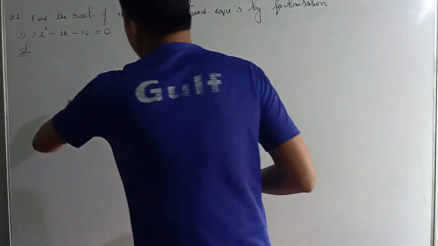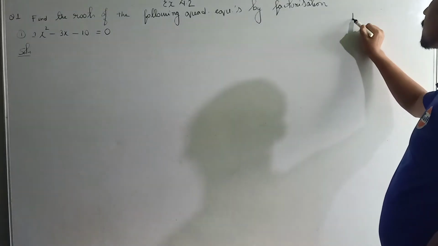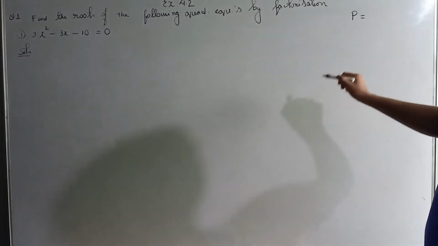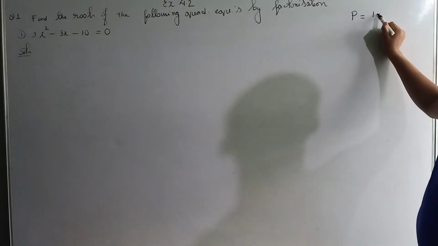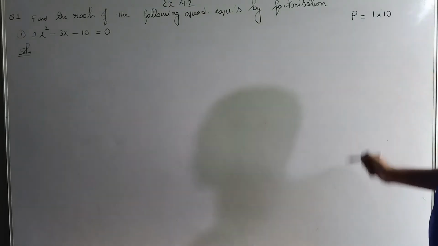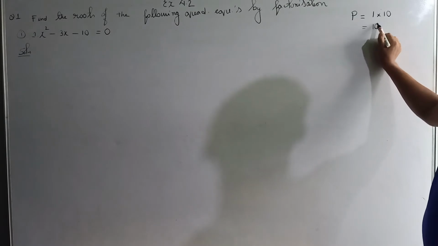Now you multiply the coefficient of x squared and the constant term. That will be known as your product. Coefficient of x squared is 1 and the constant term is minus 10, but you consider only the numerical value, then we have 10. Then the product of 1 and 10 will be 10.